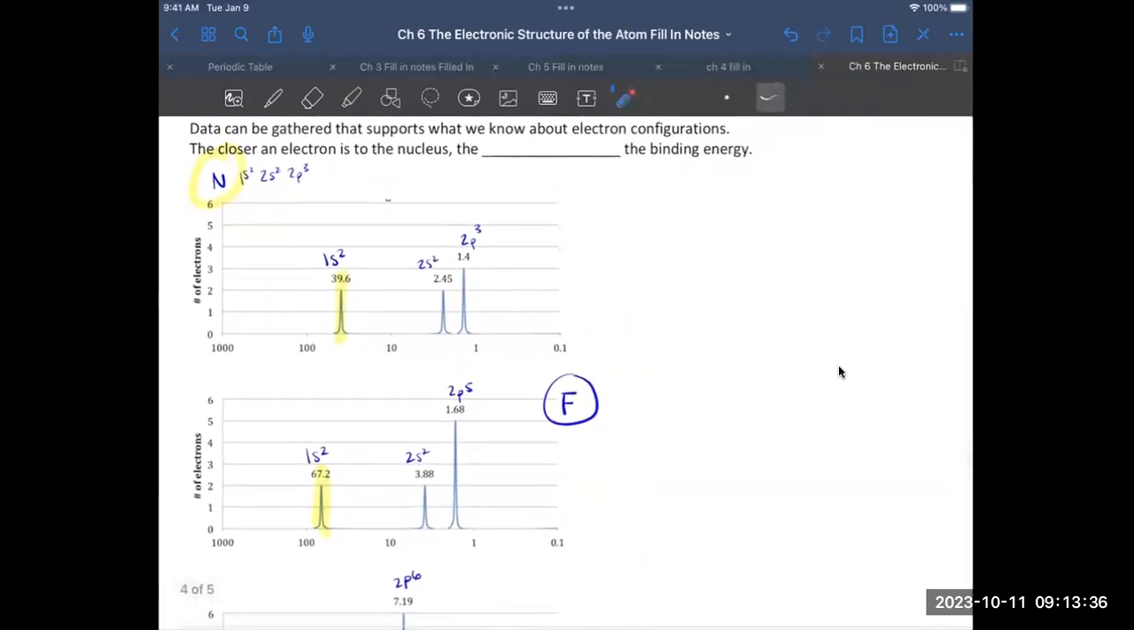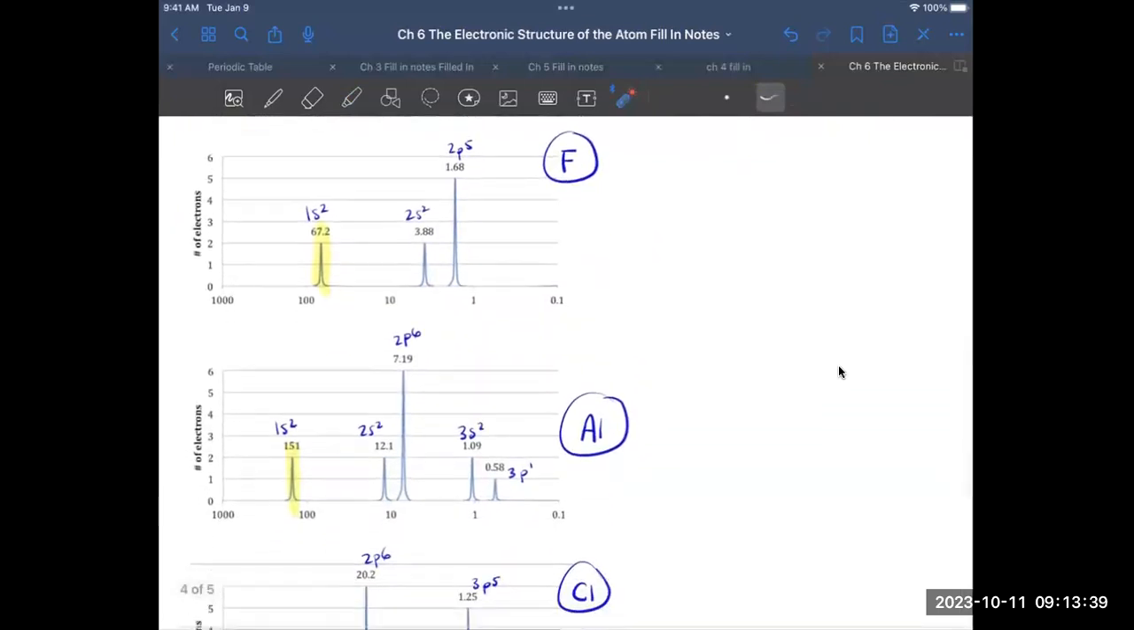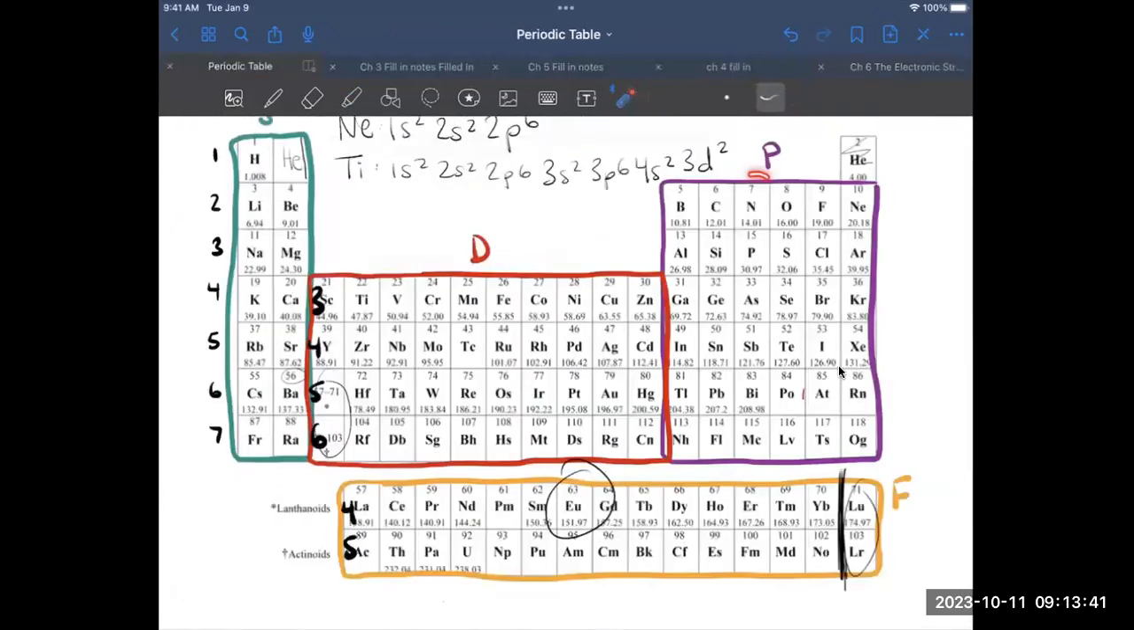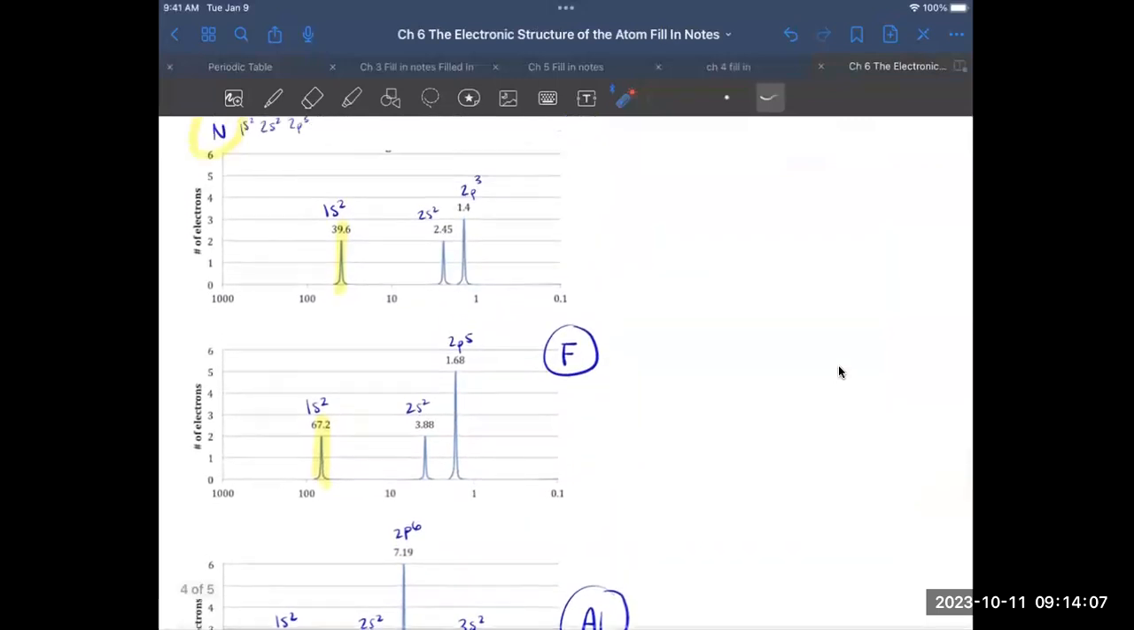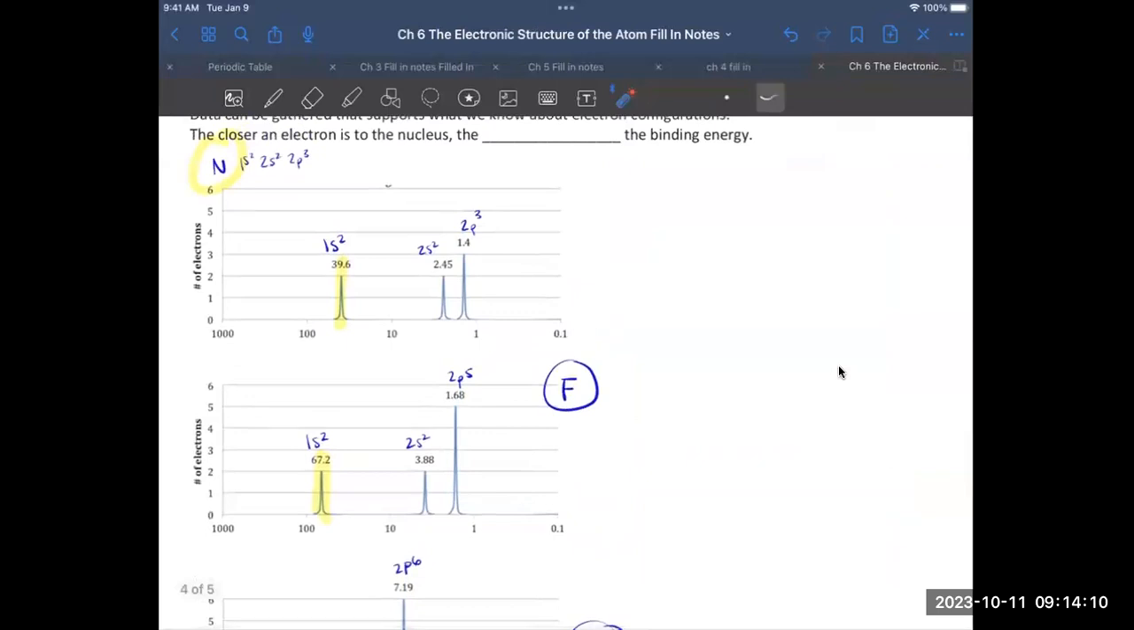Okay, and I want you guys to realize why. We had nitrogen, fluorine, aluminum, chlorine. Do you guys notice that for each of the examples, we're adding more protons to the nucleus? So we have 7 protons, 9 protons, 13 protons, 17 protons. So the more protons you add to the nucleus, the more strongly the electrons are going to be attracted. And so you're going to see an increase of binding energy the more protons you have. So that's why we see these peaks moving a little bit based on what element you have.